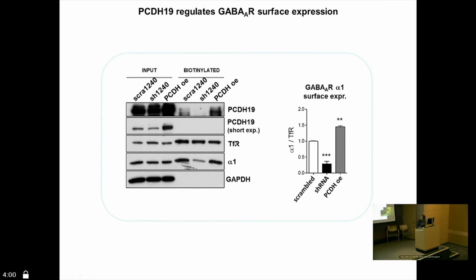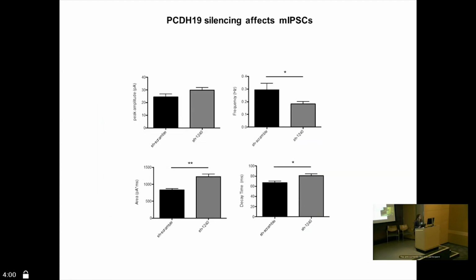Of course, the overexpression of protocadherin 19 recovered the normal expression of alpha-1 subunits in neurons. Interestingly, the silencing of protocadherin 19 also affects GABA A transmission, because we found that in these neurons there is an impairment in the frequency of the postsynaptic inhibitory currents.